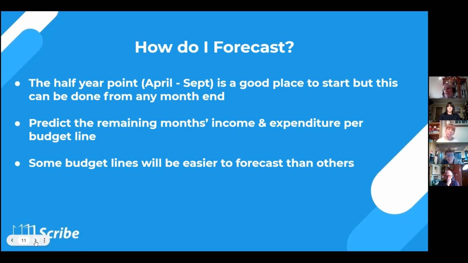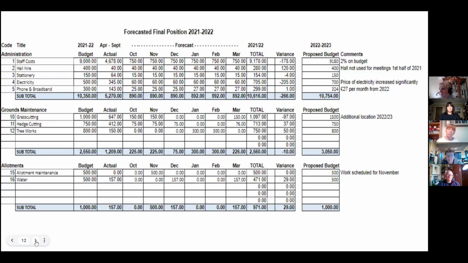So you will see here that we have an example of a final forecast and proposed budget for the new year. Looking at our staff costs, we can see that we budgeted £9,000 with actual payments to half year of £4,678, and forecasted £750 for the remaining months, giving us a total predicted spending of £9,178. To the right, we have proposed budget being £9,180, being a 2% increase to the 21-22 budget.